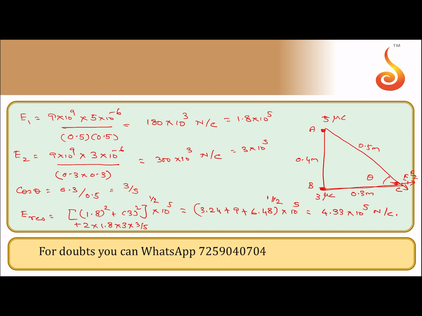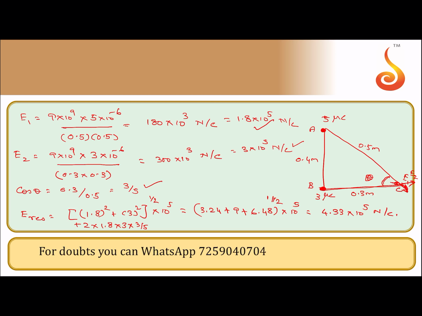Let us pause for a moment over here and just see what we have done, how we have solved it. We had charge 5 microcoulomb at A. So, it had electric field E1, and the magnitude we found to be 1.8 into 10 power 5 Newton per Coulomb. We had 3 microcoulomb at B, it had electric field E2, we found its value to be 3 into 10 power 5 Newton per Coulomb. The two electric fields were at an angle theta. The value of cos theta is 3 by 5. I plugged in all the values, a squared plus b squared plus 2ab cos theta, and this is the arithmetic and the math, and the answer is 4.33 into 10 power 5 Newton per Coulomb.